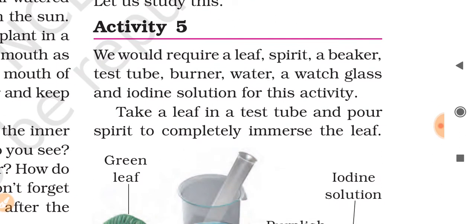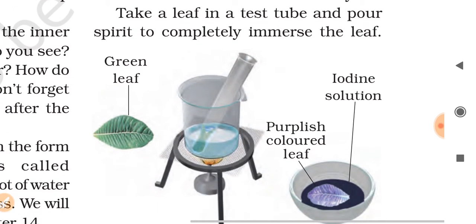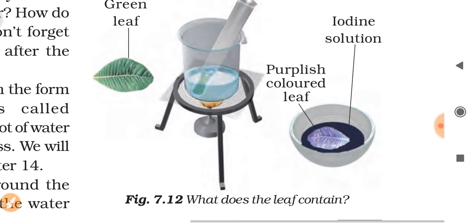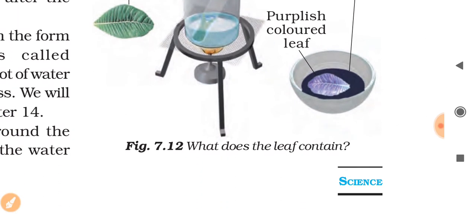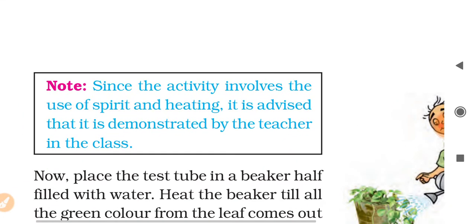So we move to the next activity. We would require a leaf, spirit, a beaker, test tube, burner, water, a watch glass, and iodine solution for this activity. Take a leaf in a test tube and pour spirit to completely immerse the leaf. Like this. We need a green leaf, and iodine solution we also need. So, what does the leaf contain? To know, you have to do this activity.